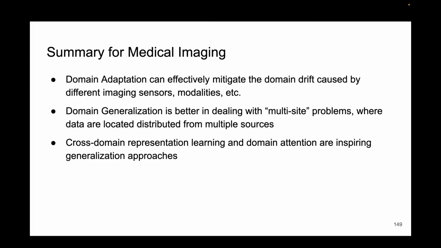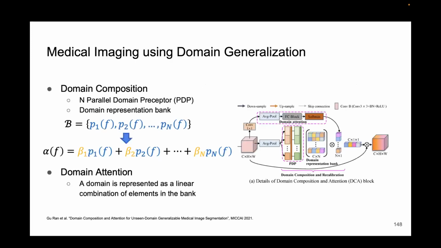And from that, our take home is that domain adaptation can effectively mitigate the domain shift caused by different imaging sensors, modalities, etc. However, domain generalization could be better to deal with those multi-site problems where data are distributed across multiple different hospitals. And lastly, cross-domain representation learning and domain attention are inspiring generalization approaches, such as we just saw in this architecture design. And indeed, from their report, they have achieved cutting-edge performance compared to the state of the art in the same field of domain generalization approaches in the medical segmentation tasks.